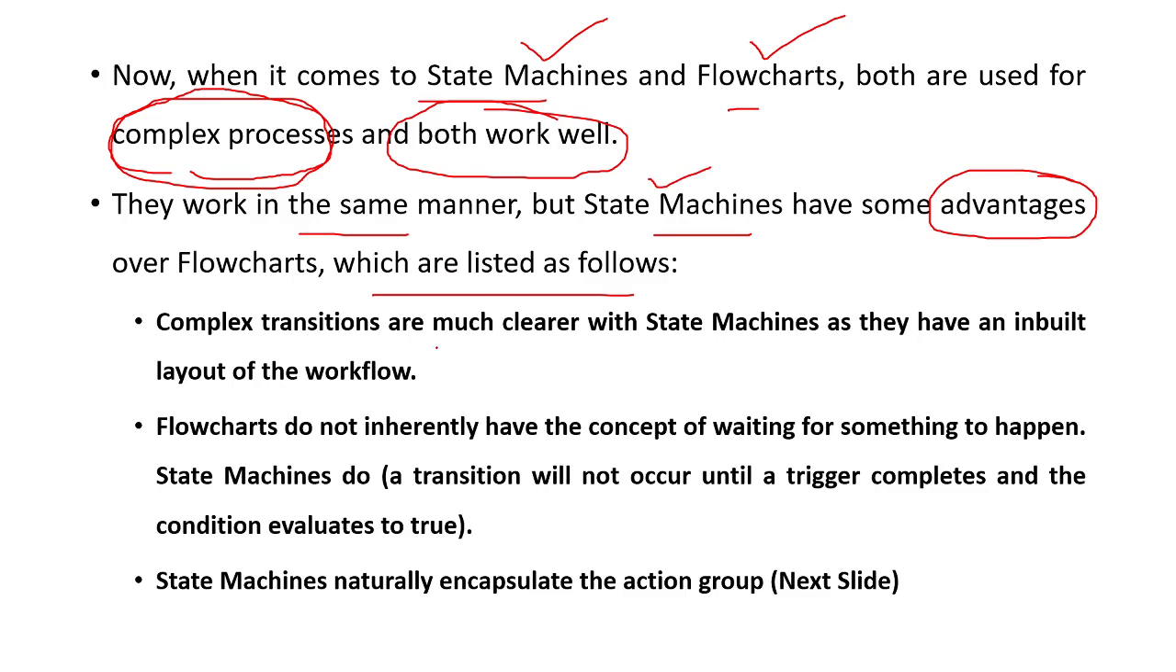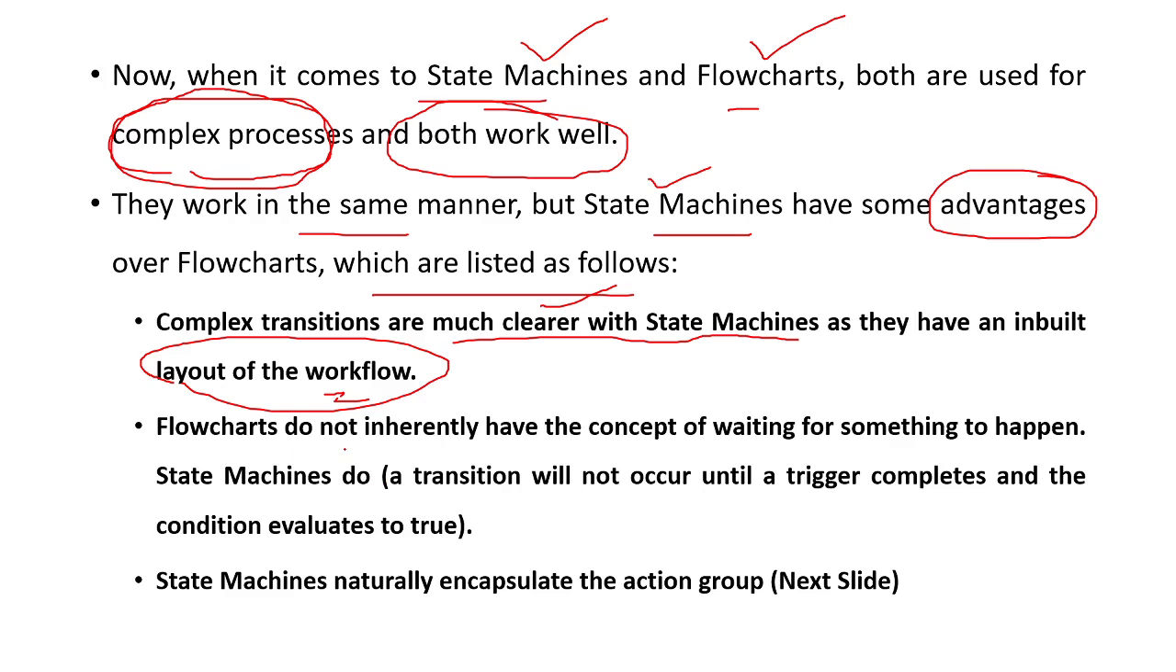So complex transactions are much clearer with state machines, as they have an inbuilt layout for the workflow, right? We have already seen the layout for the state machine, like it will have an entry section, it will have an exit section, it will have a transition section. That's what the author is telling here. And hence, since the state machine has the sections properly segregated, obviously it will be much clearer compared to the flowchart, right? A much clearer advantage, it can be easily understood by the RPA developer. That's what the author is telling here.